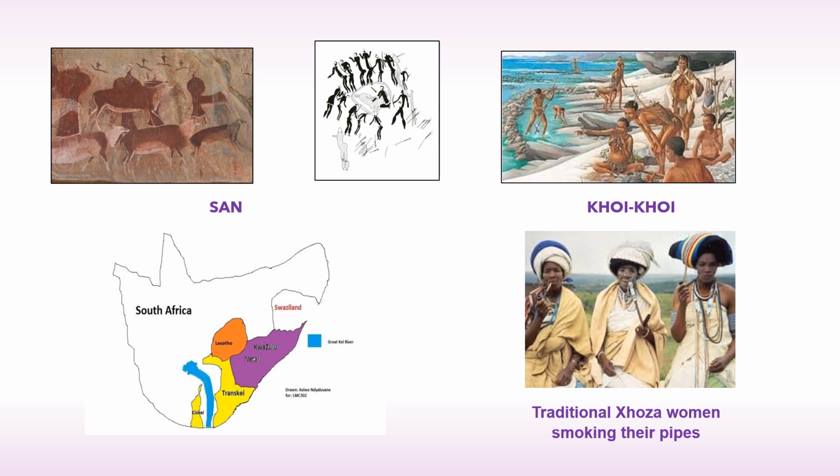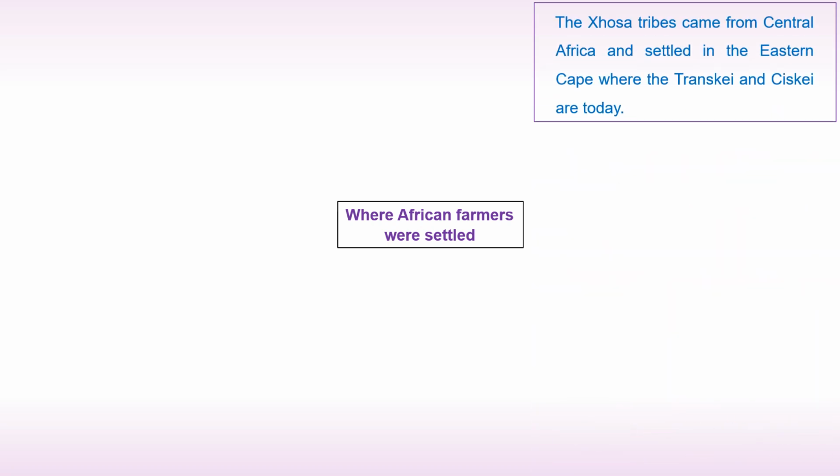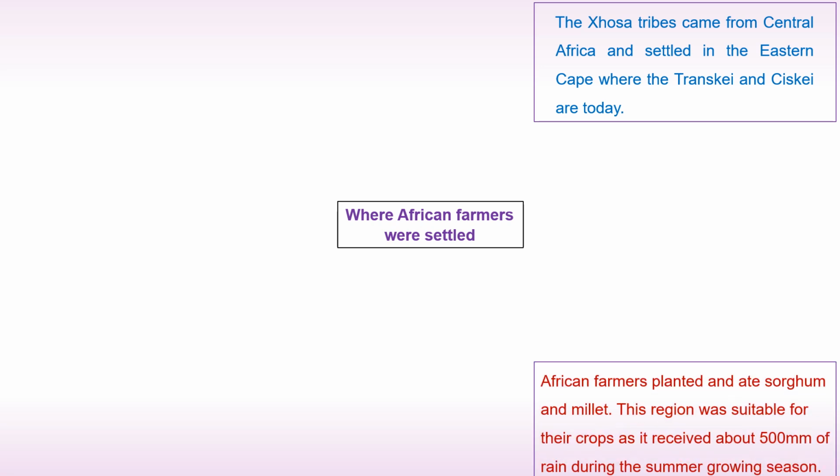Now the other people that lived in the Cape, which, if you look at the map, is the eastern part of the Cape, were the Xhosa. So these Xhosa people, this is a picture of the women smoking their pipes. Now, these Xhosa people were basically the first African farmers that settled in the Cape. So they settled along the eastern Cape, which is known as Transkei and Ciskei today.